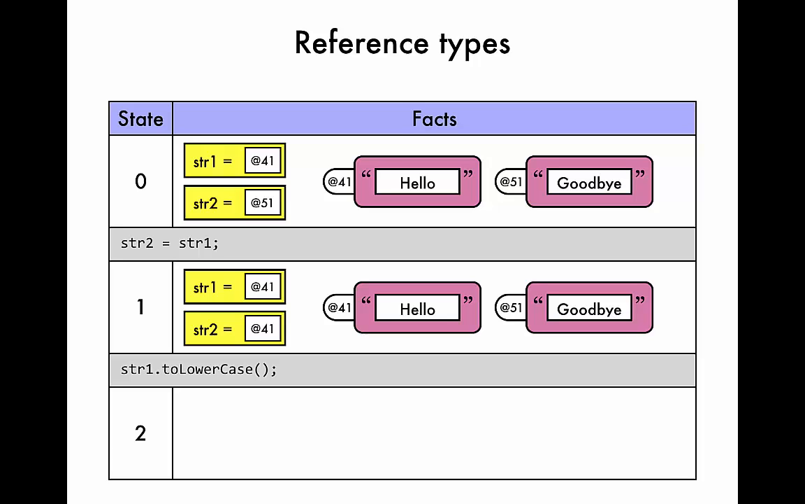The answer is no. Method calls do not change reference values. That means that any potential change must be on the heap. Therefore, how does the heap change from state 1 to state 2? I'll give you 5 seconds to pause the video, starting from now.